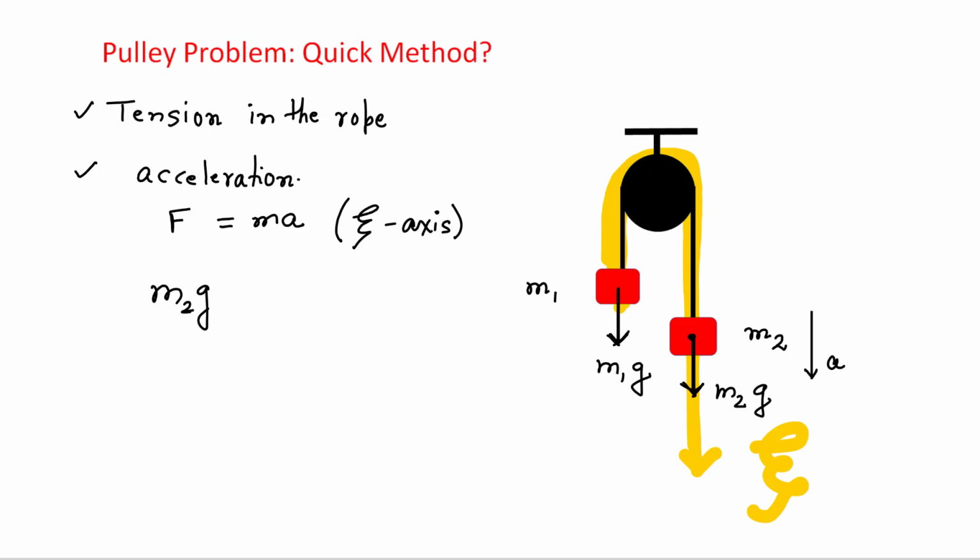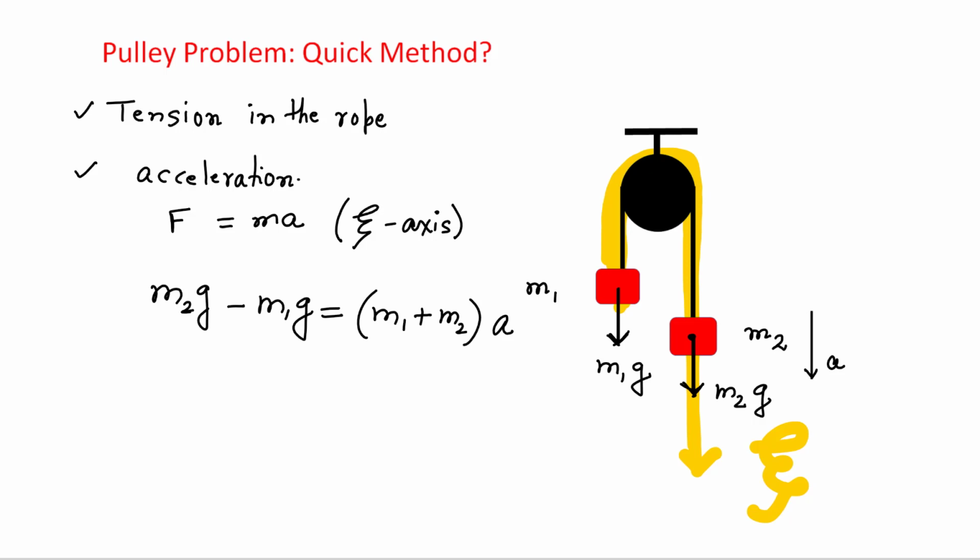My zeta axis is running like this, so this is in the negative direction. So M2Z minus M1Z is equal to mass times acceleration. What is the mass? Now you have to consider the total mass of this system. So the total mass is M1 plus M2 times acceleration.